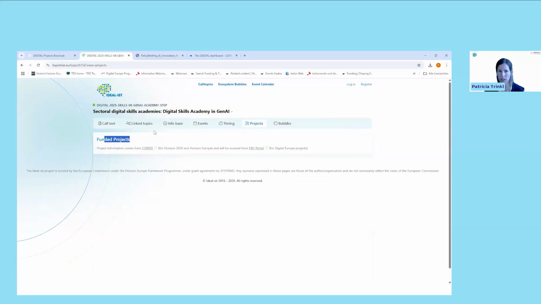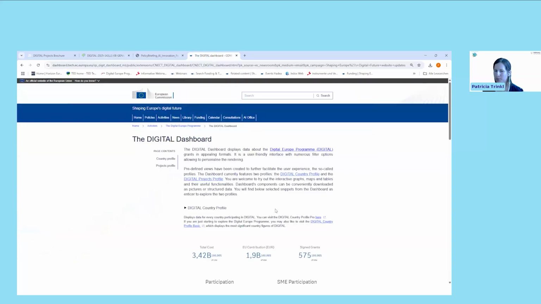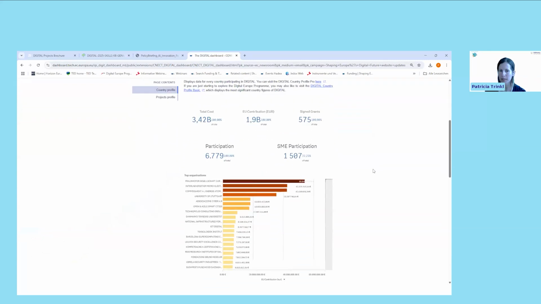So the topic tree gives you a good idea on what topics are related to the topic you want to apply for. Have this in mind. And one more source, and then I'm going to stop, promise. But this is the digital dashboard, and this is a really, really nice source if you want to look for everything that has happened so far under the Digital Europe program.